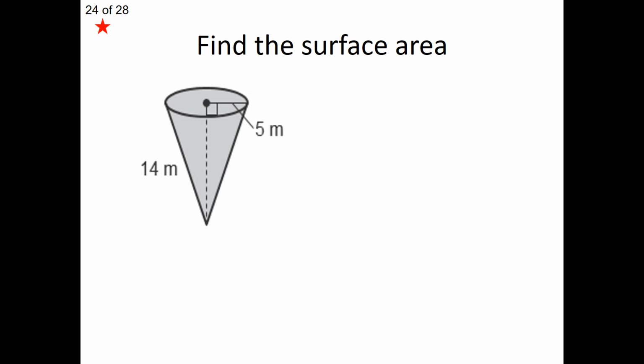So here's an example. Here's a cone. From the diagram, again, I'm going to forego the units, but from the diagram, I can find that the radius of our circle is 5, and 14 does represent the slant height, so I know that L is 14. Now all I need to do is plug this into my surface area formula.